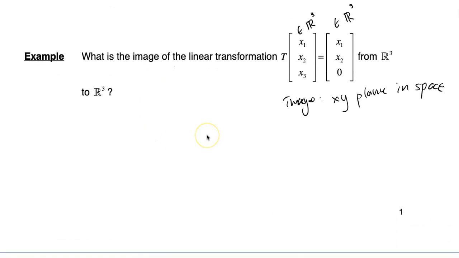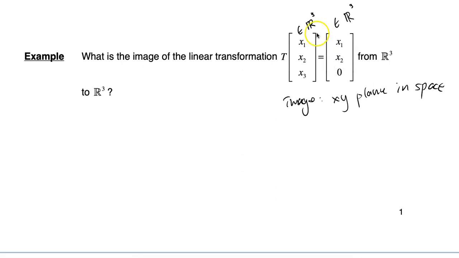What is the image of the linear transformation T of x1, x2, x3 equals x1, x2, 0? We have to be a little careful here, even though it feels like we might be splitting hairs. The original space is R3. We have a vector in 3 dimensions, and the target space is also R3. We also end up with a vector in 3 dimensions, so it would be wrong to say that the image is R2. The image is the xy plane in R3.